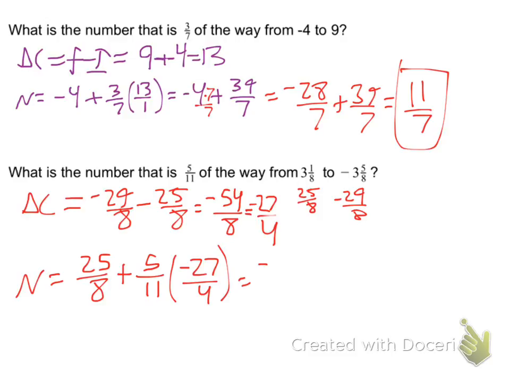So we get negative 25 over 8 plus, or let's just say minus, 105 over 135? Uh-oh. Sounds about right from last hour.